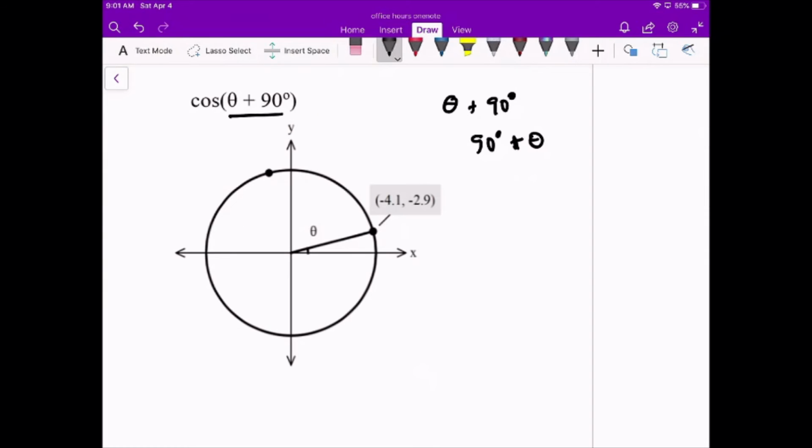The angle is theta plus 90 degrees. One option is theta plus 90 degrees is the same thing as 90 degrees plus theta. So we could start here, move 90 degrees, and then add this little piece theta, and that would be one way to locate theta plus 90 degrees.